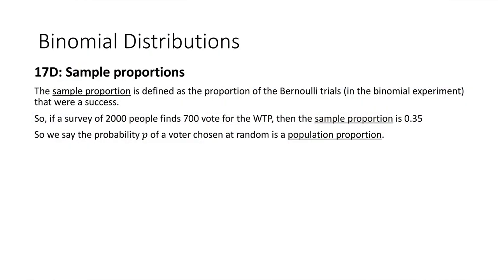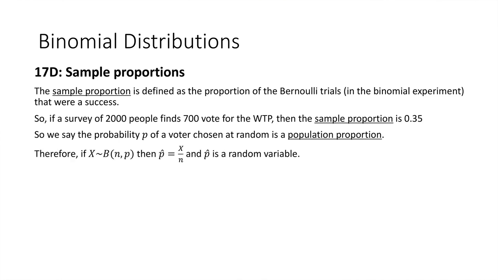Okay? And then finally, I don't go into this in great detail, but just to talk about the sample proportion a bit. Sample proportion is basically an estimate for the probability, so it's very linked to the idea of relative frequency. So if we've got 2,000 people now and 700 of them vote for the Working Together Party, the sample proportion is 0.35. It's the proportion of people based on that sample. So it's the relative frequency from that particular sample, hence the sample proportion. And so the probability, in theory, the big P, is the population proportion rather than the sample proportion.